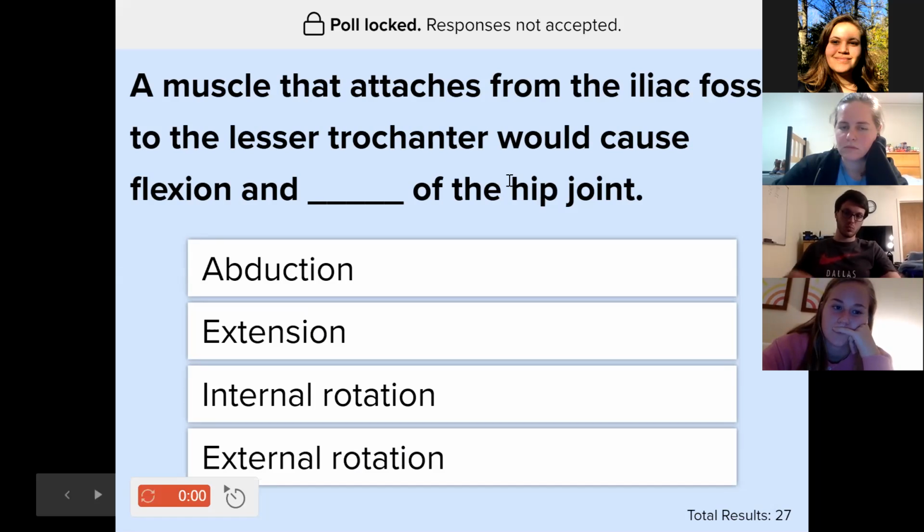So this iliac fossa stays in place. The shortening is going to happen from the lesser trochanter, and if you notice, what happens is what? Anyone know?